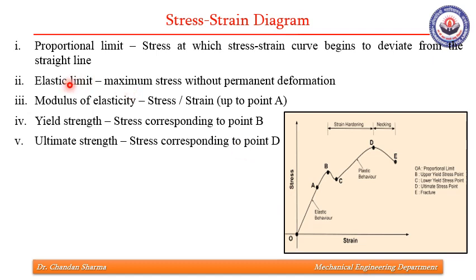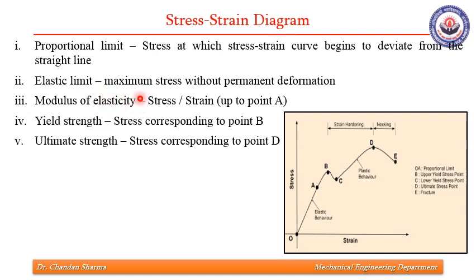Next, if we further increase the load, there comes the elastic limit. It is the maximum stress without permanent deformation. It is somewhere in between point A and B. There lies a region in which, up to a certain point, if we reduce the load, the component, the specimen, will regain its original size and shape. But beyond that, it will not be possible. So the limit at which permanent deformation starts is called the elastic limit.